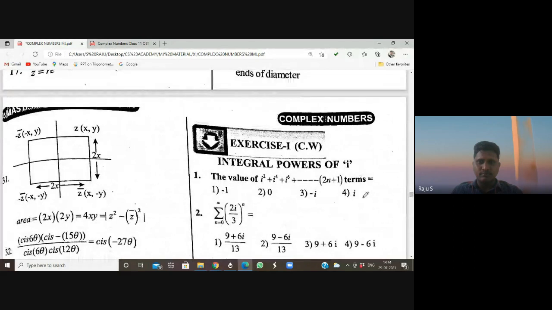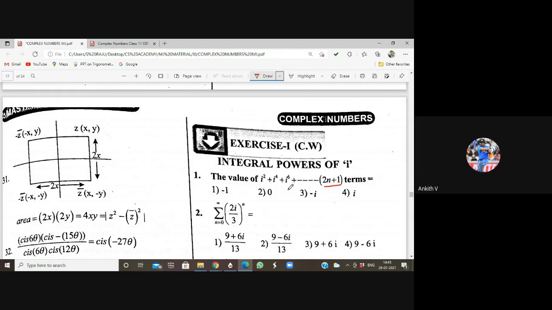All of you tell me the answer fast. Till 2n plus 1. Is the answer -1 or 0? I square, I what four, 4, I is 4n, sir? 2n plus 1 terms are there like this. Sir, I minus 4, 2, I 1. Is it -1?